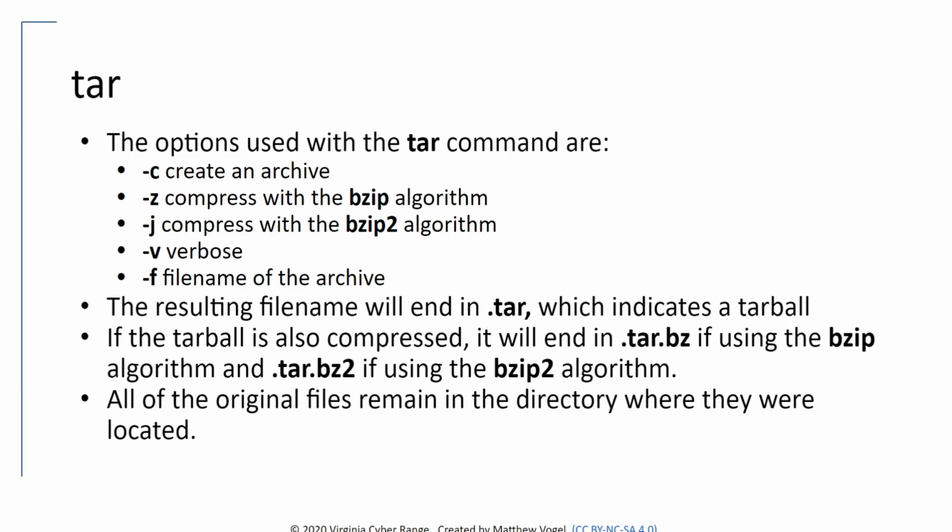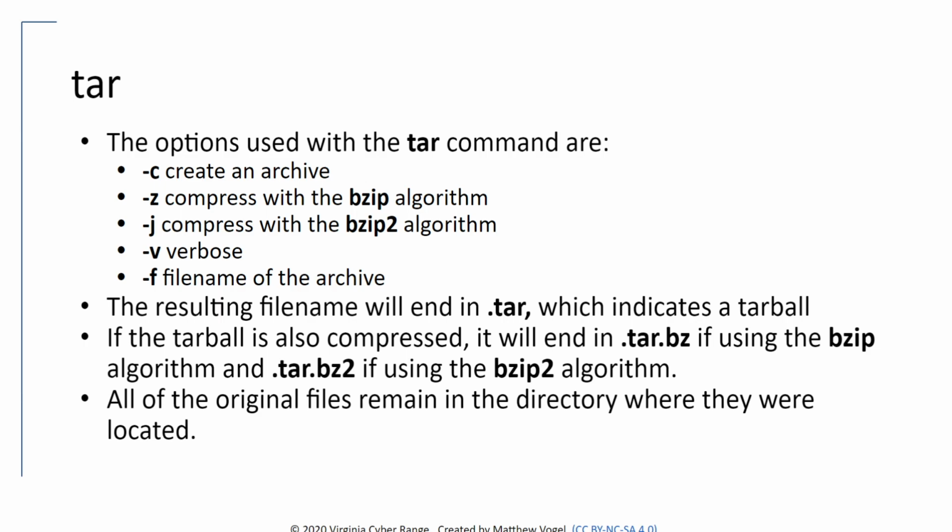Okay, so here's some of the options that you use with the tar command. -c will create your archive. So if you do tar -c, that will create the archive. If you also use -z, that will compress it with the bzip algorithm. If you use -j, that's going to compress it with the bzip2 algorithm. You've got verbose, and you've got -f for the file name of the archive. Okay, the resultant file name will end in .tar, which indicates a tarball. If the tarball is also compressed, it will end in .tar.bz if you're using bzip, and .tar.bz2 if you're using the bzip2 algorithm.